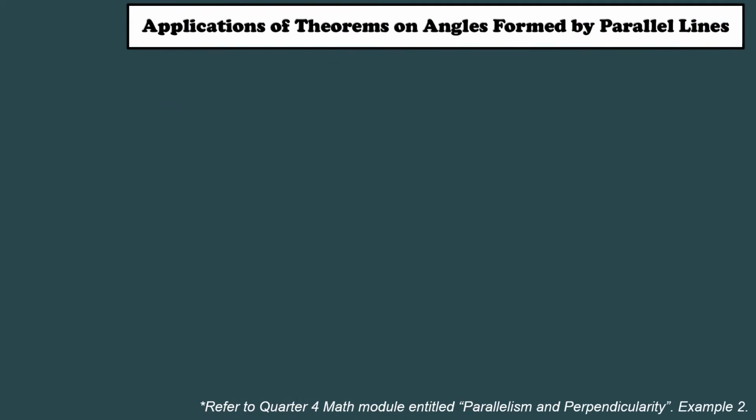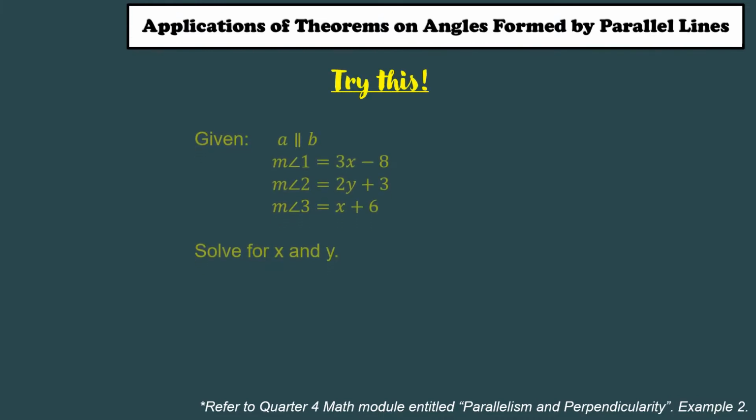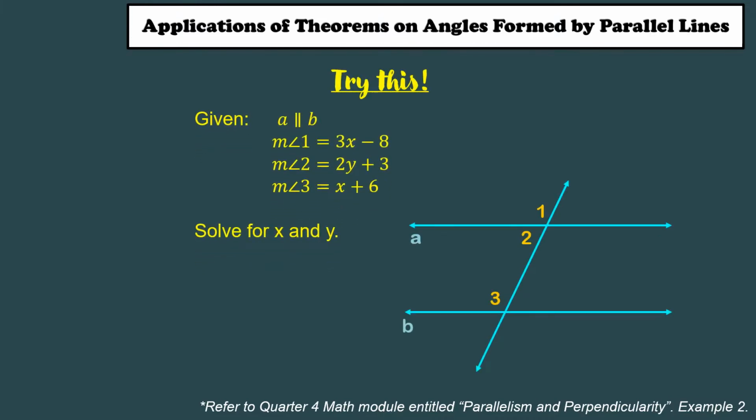Refer to your quarter 4 math module entitled Parallelism and Perpendicularity for this lesson. For this example, we are given that line A is parallel to line B. The measure of angle 1 is 3x minus 8. The measure of angle 2 is 2y plus 3. And the measure of angle 3 is x plus 6. We are going to solve for the values of x and y.